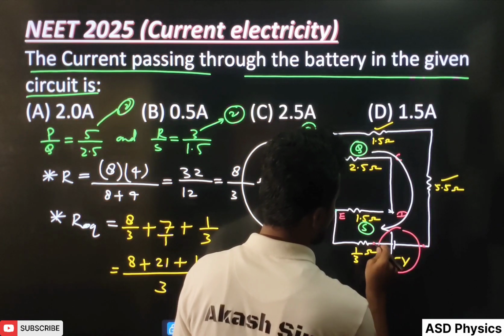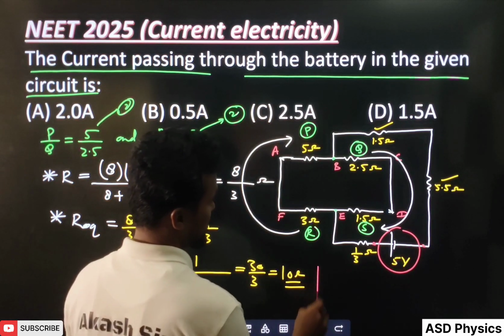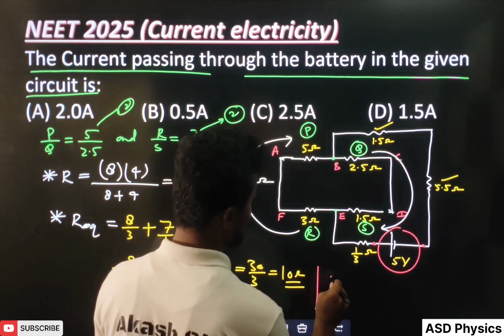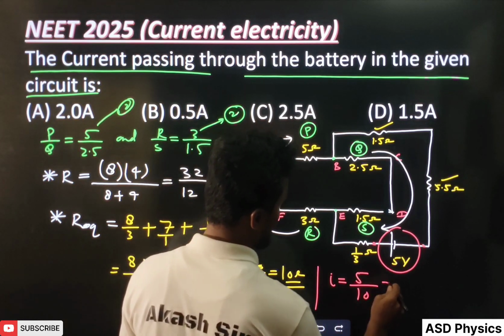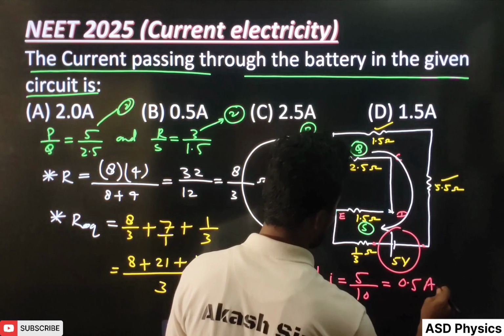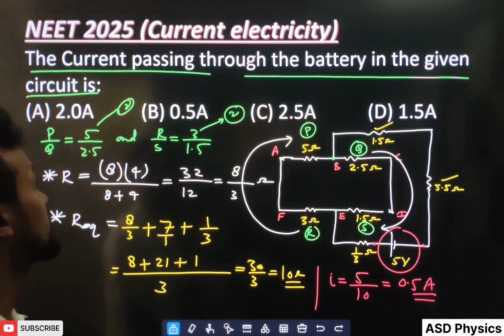Now this is the battery. Across these terminals, this 10 ohm is connected. So what is the current? The current is given here, I equals V by R equivalent. That means 5 by 10. So 5 by 10, how much is coming here? 0.5 ampere. Which option is correct here?